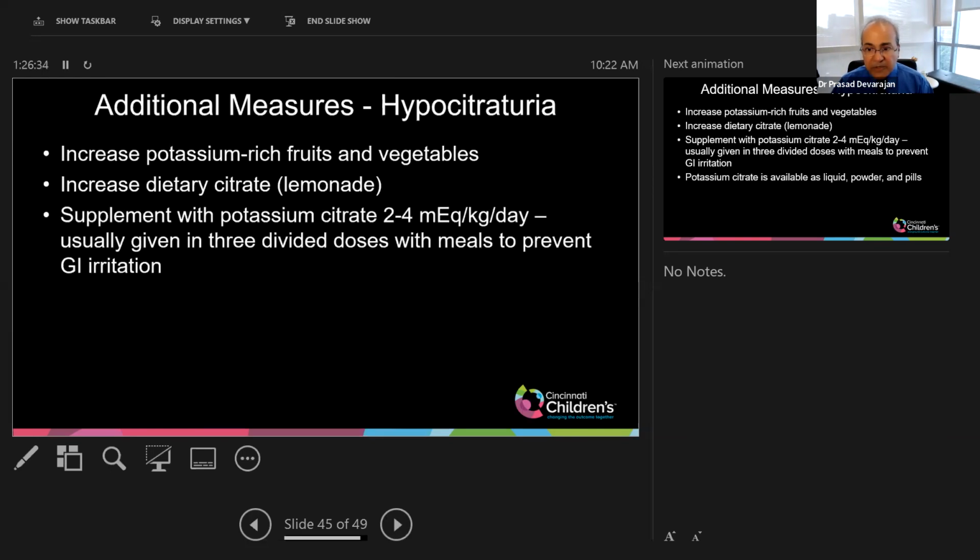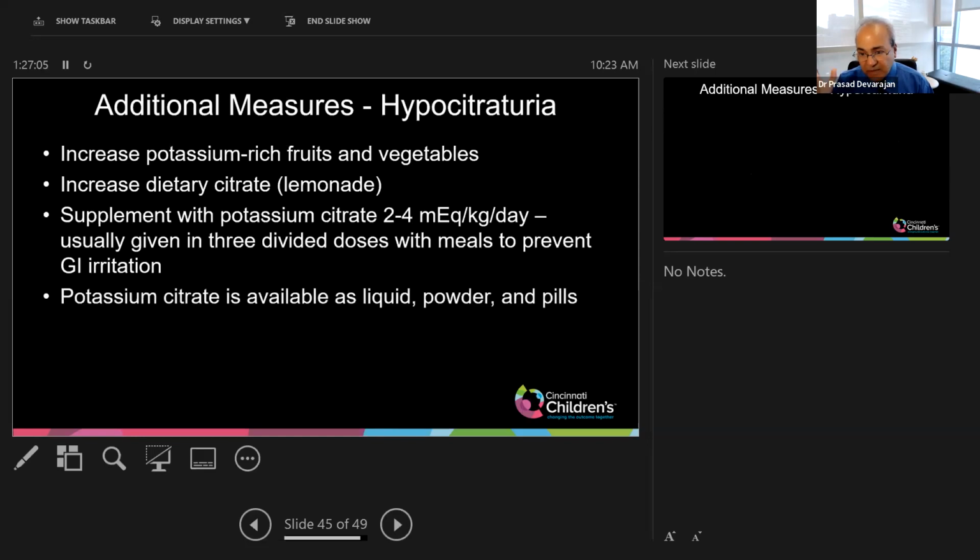And the dose is 2 to 4 mEq per kilo per day and is usually given in 3 divided doses. And we give it with meals to prevent GI irritation. If you give potassium citrate on an empty stomach, that is going to cause GI irritation. And in fact, we've had patients who had some gastroparesis and were not eating and were still taking the citrate and actually led to ulcers and even perforation. So potassium citrate is a very benign medicine. It's just a supplement, but it should be taken with food or after food. Luckily, it's available as a liquid, as a powder, and as pills, so most children can take it without problems.